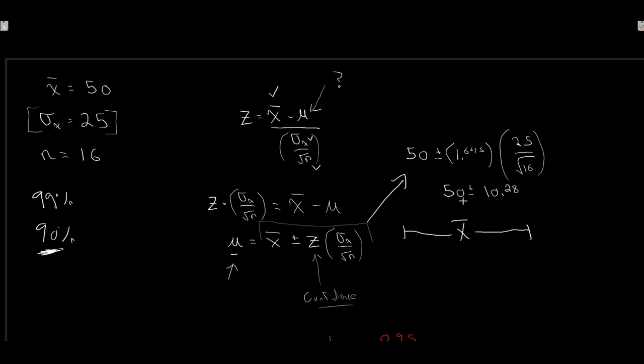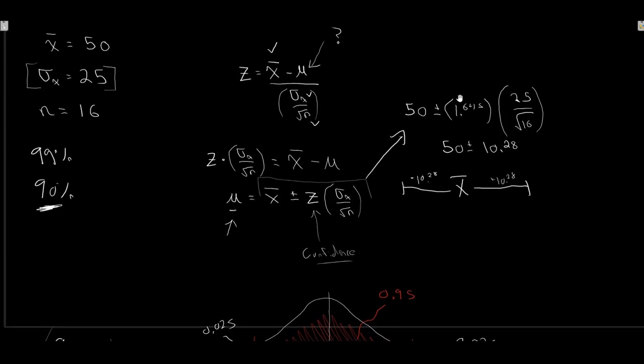Right, so this is my value of X bar, plus 10.28 and minus 10.28, giving me my range of values in which my true population mean would be, such that this band would cover that true mean 9 out of 10 times.